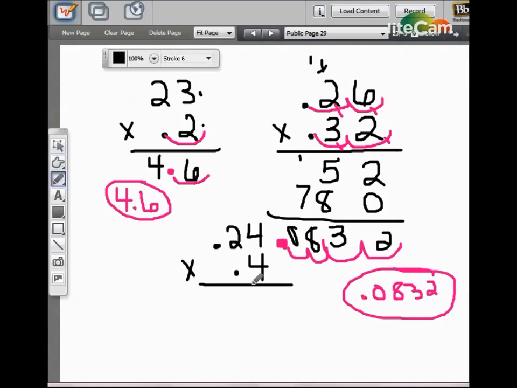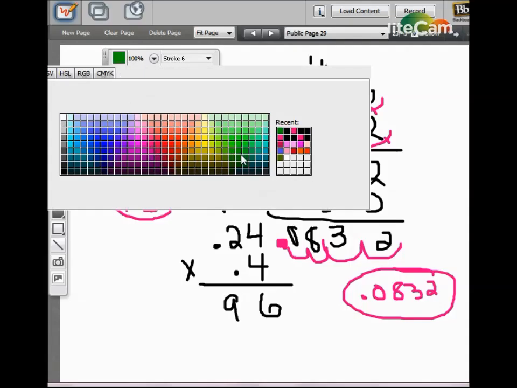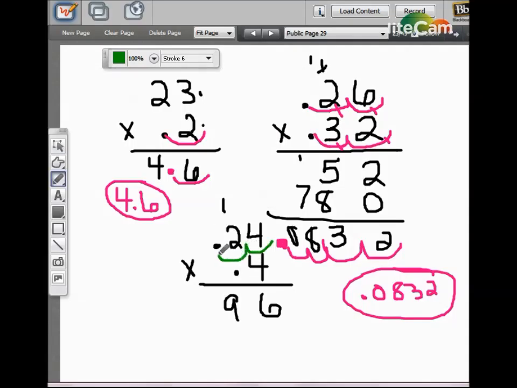4 times 4 is 16, carry the 1. 4 times 2 is 8, plus 1 is 9. Now we're going to make our squiggle lines, looking for decimal points. Start at the end, go over once, twice, one time. I have 1, 2, 3 places that I move to find a decimal point. I put 3 in my answer, fill in that little spot with a 0.